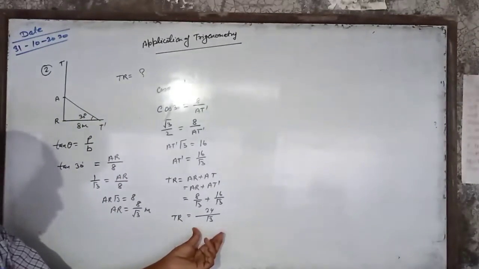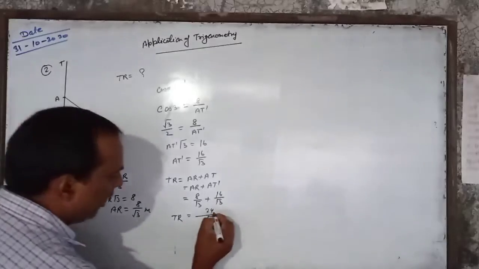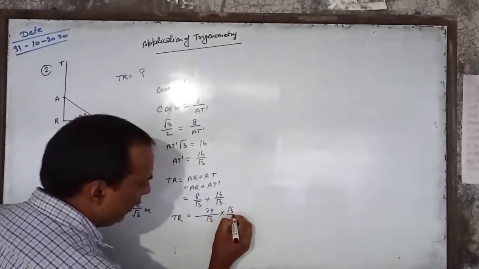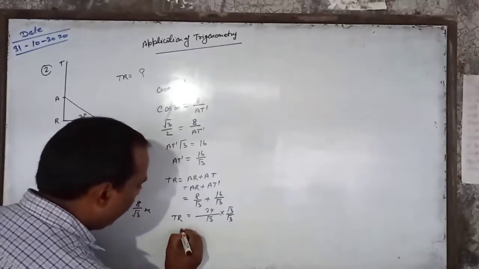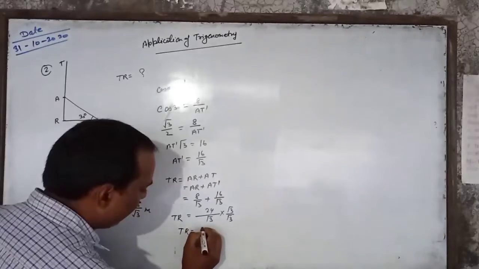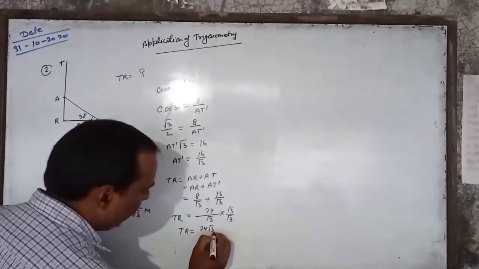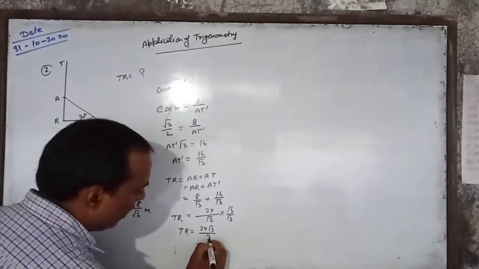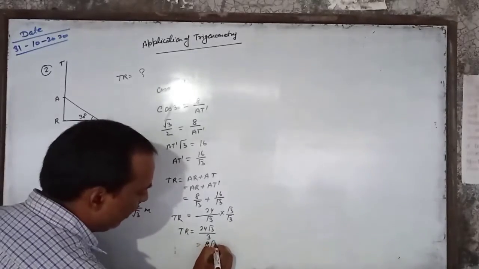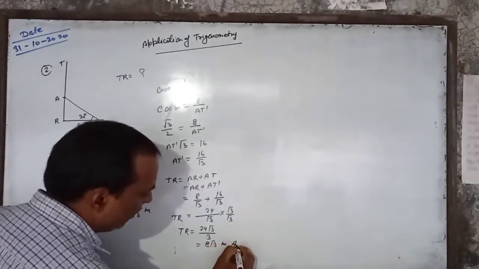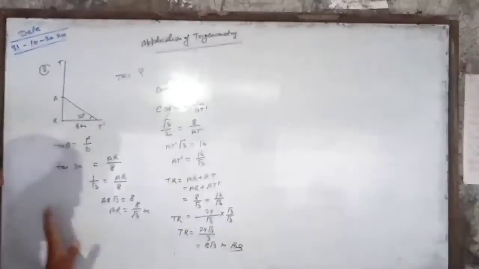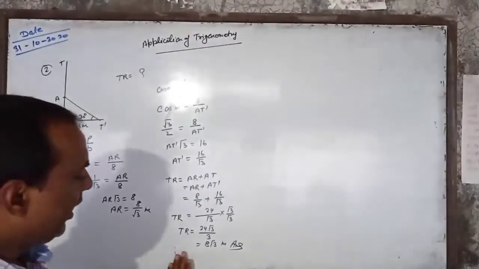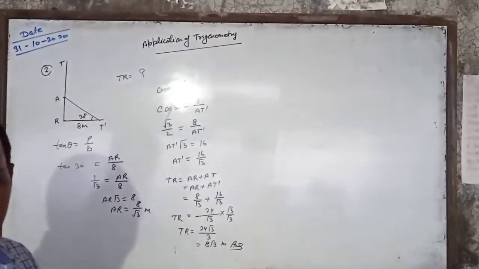Now you have to rationalize it. It means multiply with root 3 by root 3. So TR equal to 24 root 3, root 3 into root 3 is 3. So 3 eights are 24, so 8 root 3 meter is the answer. It means the total height of the tree is 8 root 3 meter.